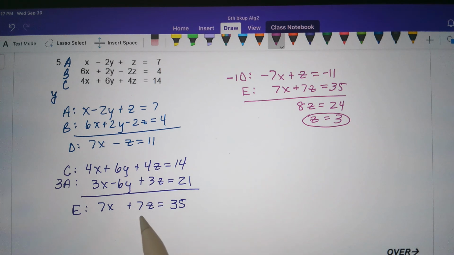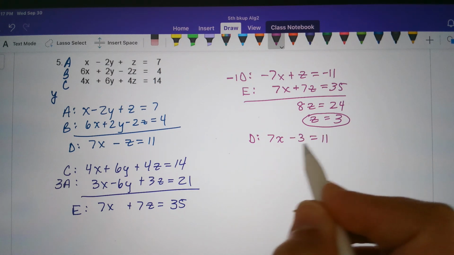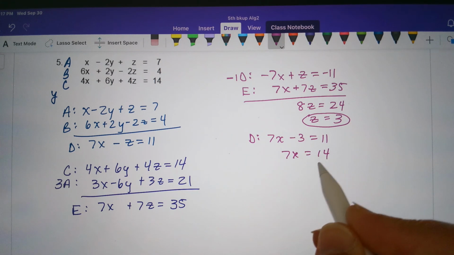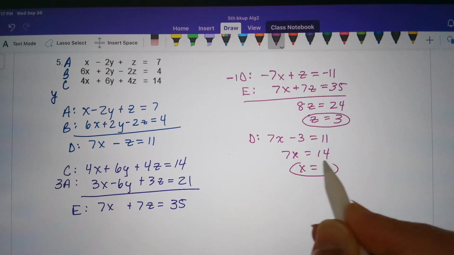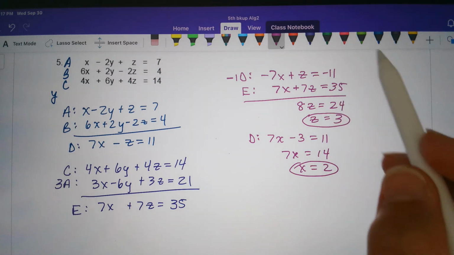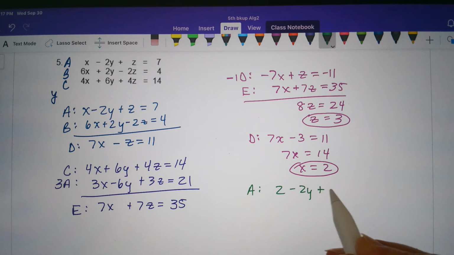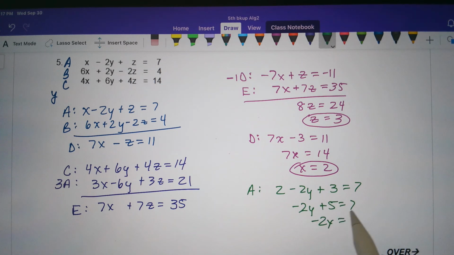Now we go back to D or E. I'll go back to D. 7x minus 3 equals 11. Add 3 to both sides. Divide by 7. And now go back to an original. Go back to A. X is 2, minus 2y, plus z is 3, equals 7. That's negative 2y plus 5. Subtract 5 from 7 and we get 2, and divide by negative 2 and y equals negative 1.